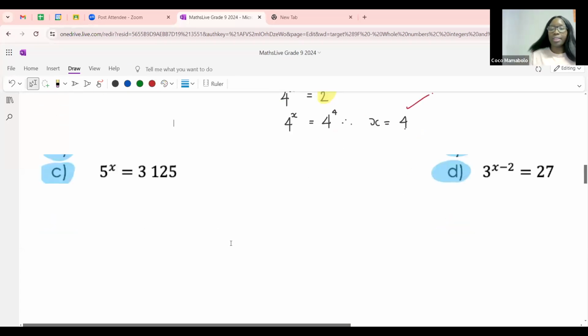5 to the power of x is equal to 3,125. Oh, I'm so sorry, Sibongi Ngosi. Remember, these lessons are recorded. So if you don't get to the end of the lesson, then you are able to watch them.